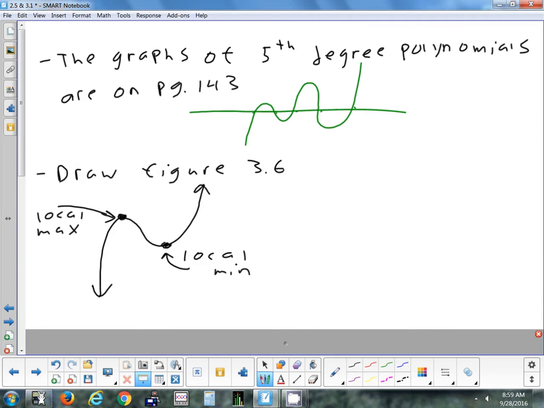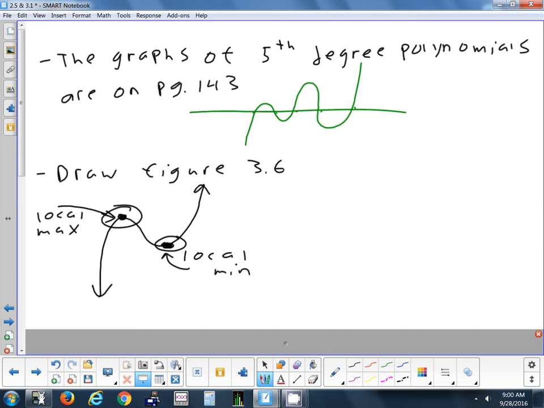Okay, so notice when I drew all those twists and turns, you have what's called local minimums and maximums. I'm not saying that this is the lowest that the function ever goes, but I'm saying in the surrounding area, it is a low point. Same thing here. A local max doesn't mean that it's the highest value in the function. This goes up forever. There is no global max. But in the surrounding area, this is the highest point.